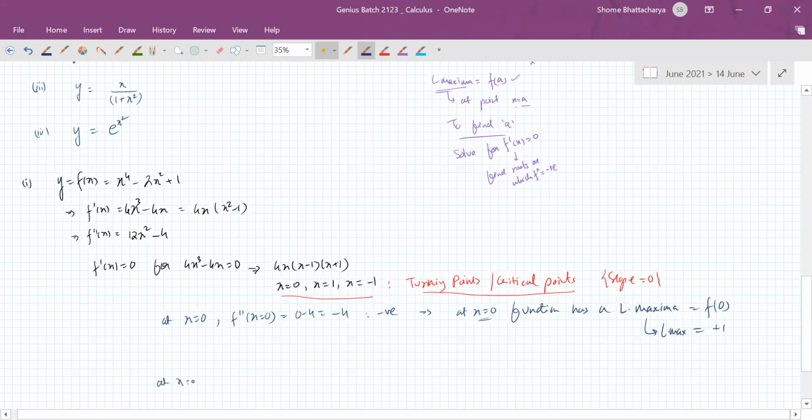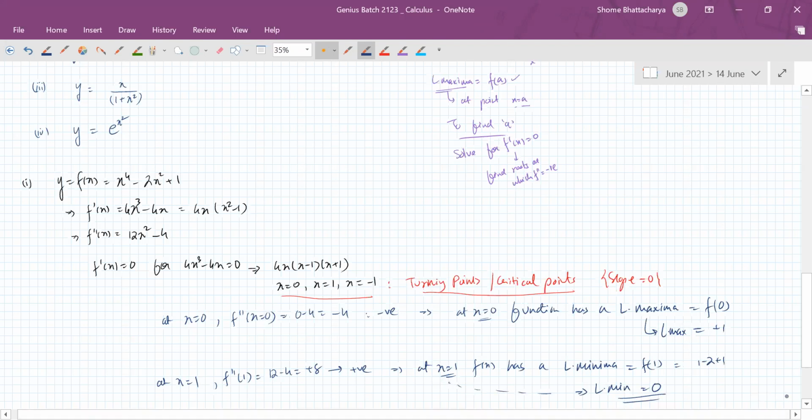Similarly, at x equal to 1, we can see f double prime of 1 is 12 minus 4, so it is positive. So that means at x equal to 1, the function has a local minima. And the value of the local minima is f(1), so that is 0. So local minima is equal to 0. Okay. And it occurs at which point? At x equal to 1.